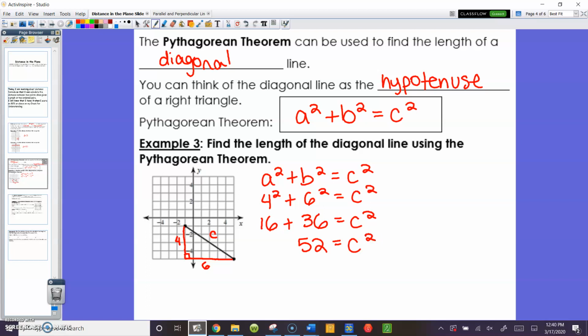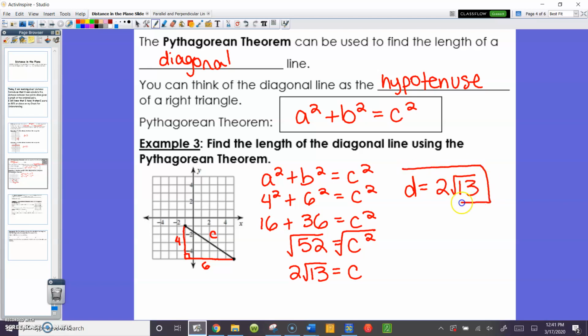Now remember, we're still solving for c, so that means we need to get rid of this square. The inverse operation of a square is a square root, so we will take the square root of both sides, making that c. Then you can type the square root of 52 into your calculator in order to simplify it. When we type square root of 52 in our calculator, we get 2 square root 13. So the distance is 2 square root 13.